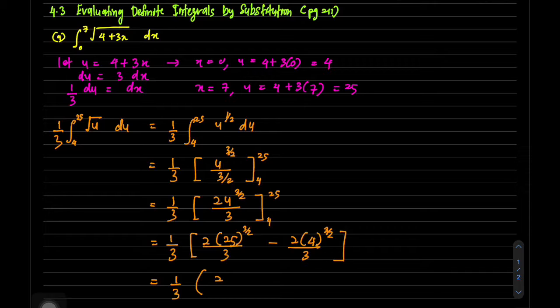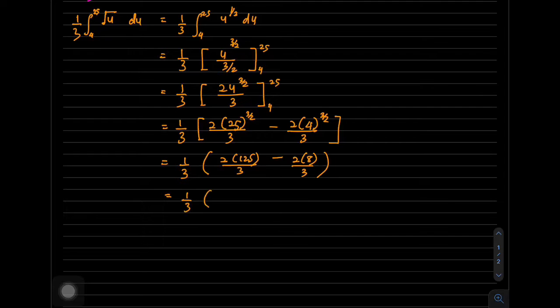25. Square root of 25 is actually equivalent to 5, so 5 power of 3 is equivalent to 125 over 3, then minus 4, square root of 4 is equivalent to 2, so 2 power of 3 is equivalent to 8, so 2 times 8 over 3, then it is equivalent to 1 over 3, 250 over 3 minus 16 over 3, then 1 over 3 times with 78, then simplify, your final answer is.